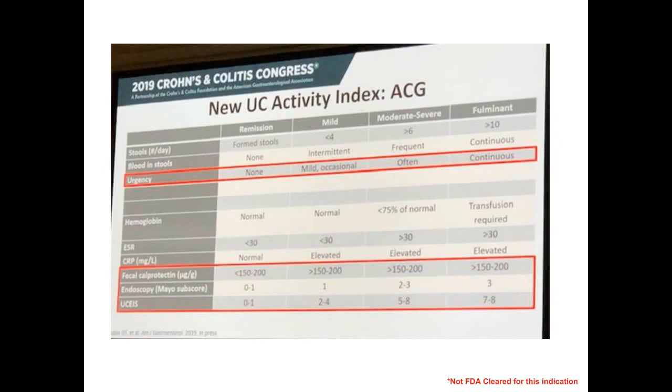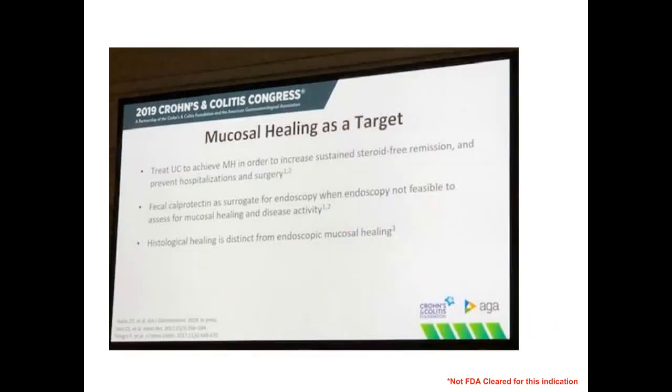And this CALM study was finally also used by the American College of Gastroenterology to state that the new UC activity index includes calprotectin, and patients in remission should be below 150 to 200 micrograms per gram of stool. And again, mucosal healing as a target, that treatment of UC should try to obtain mucosal healing, and that calprotectin is a surrogate marker for endoscopy when endoscopy is not feasible.